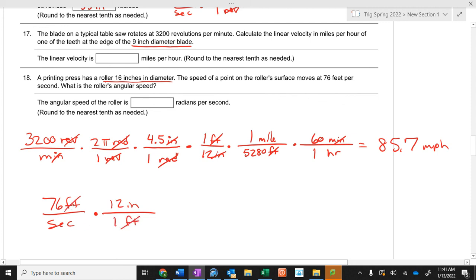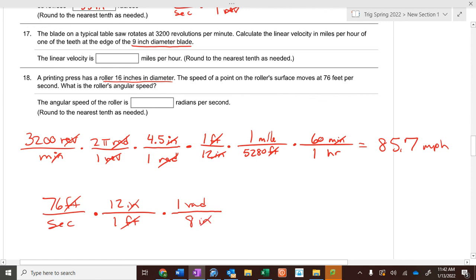So I got inches per second. I want radians per second. How do I change inches into radians? The radius. What is my radius? 8 inches per radian, right? So I got inches squared over second radians. Flip it. So in my 1 radian, I have 8 inches. So inches and inches cancel.